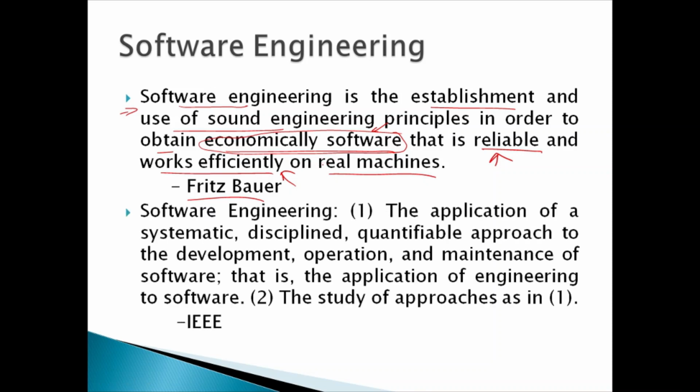Next one, the Institute of Electrical and Electronics Engineers, that is IEEE, defines software engineering in two parts. The first part is what? The application of a systematic, disciplined, quantifiable approach to the development, operation, and maintenance of software. That is the application of engineering to software. And second one is what? The study of approaches as in one. So this definition has been given by IEEE.